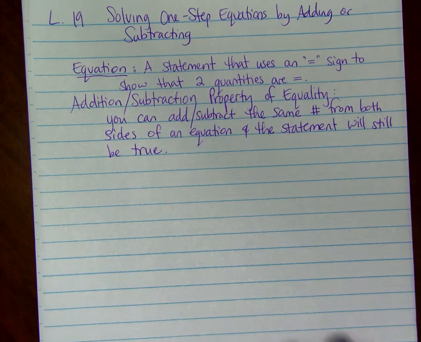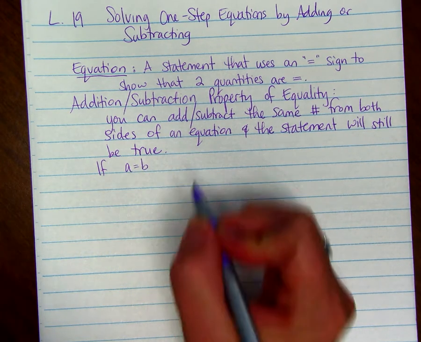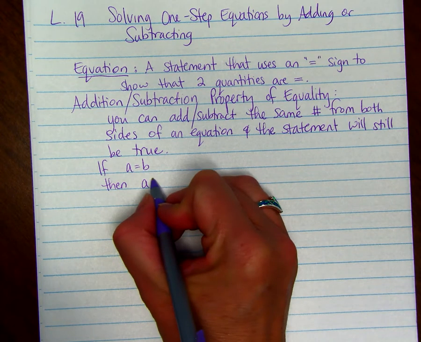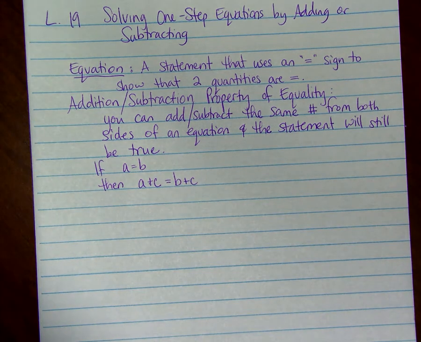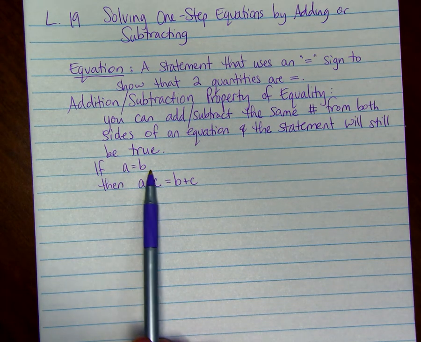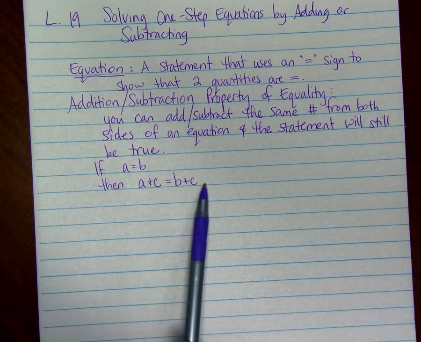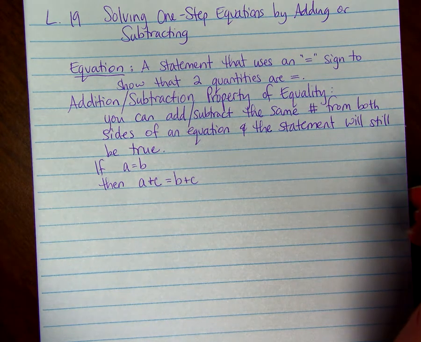And this is how we write the properties using symbols. If A equals B, then we can add a number to A and we can add the same number to B and they'll still be equal. So let's say A and B both equal 3, and let's say C equals 2. So we start here, 3 equals 3. 3 plus 2 equals 3 plus 2. So 5 still equals 5. So you can add the same number to both sides, it stays the same. That's the addition property of equality.